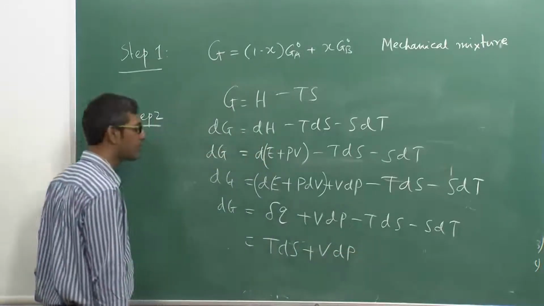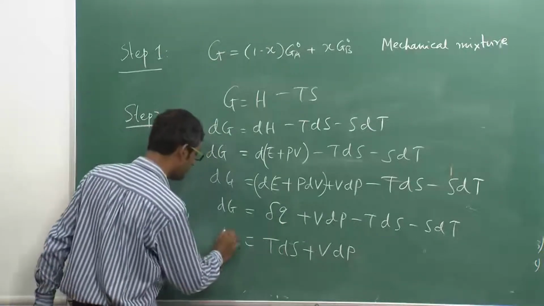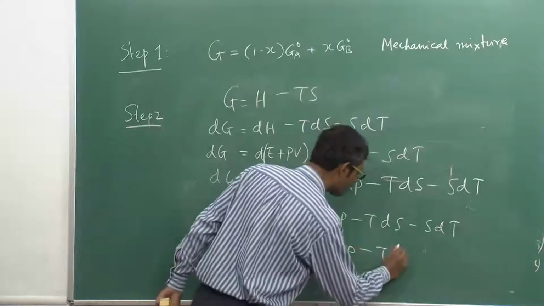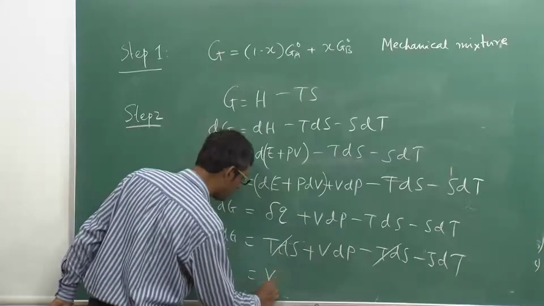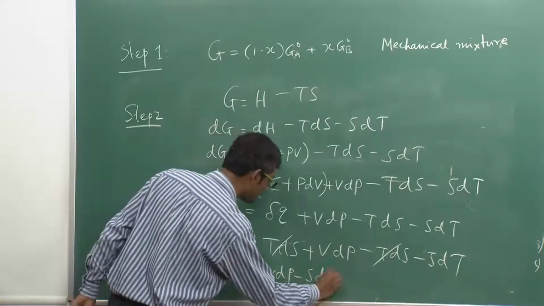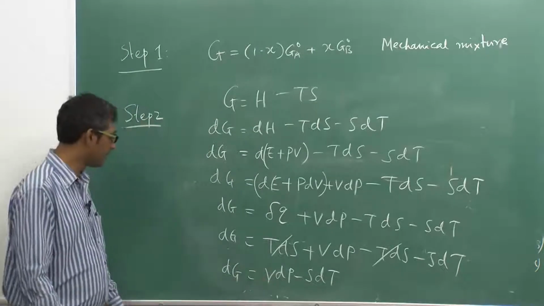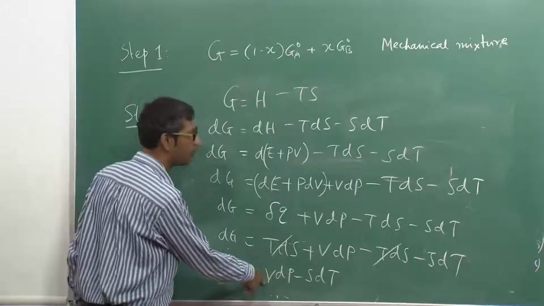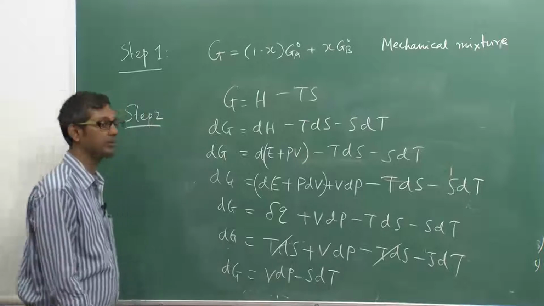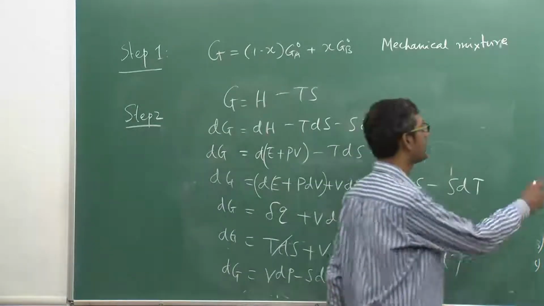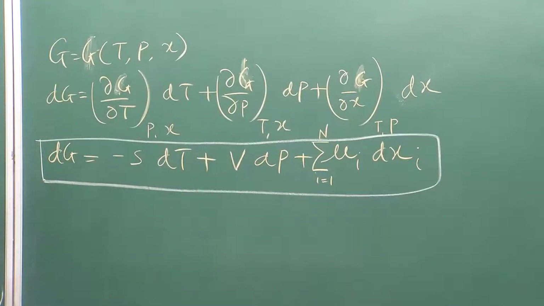Why is it so? Because the second law of thermodynamics gives the definition of entropy, and dS is nothing but δQ divided by T. So if you do that carefully, TdS gets cancelled, and therefore you get VdP minus SdT. So if I take a simple differential, ∂G/∂P is equal to volume, as you can see, and ∂G/∂T is equal to minus entropy. That is what we use. Therefore, for a solid solution or a liquid solution, this is the fundamental equation of the free energy change.